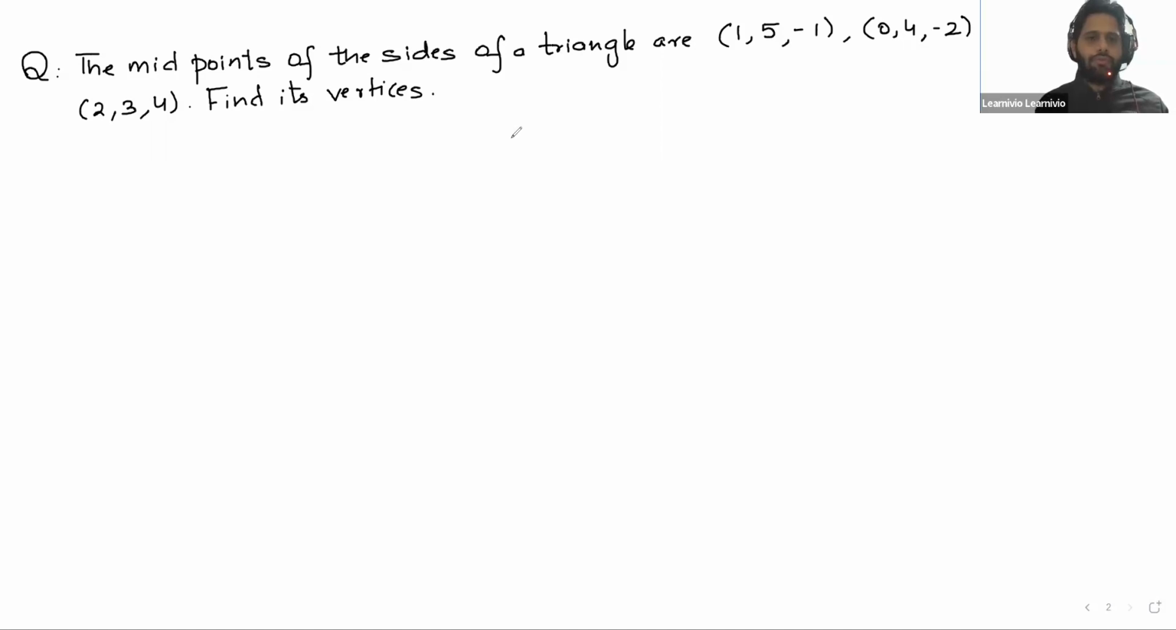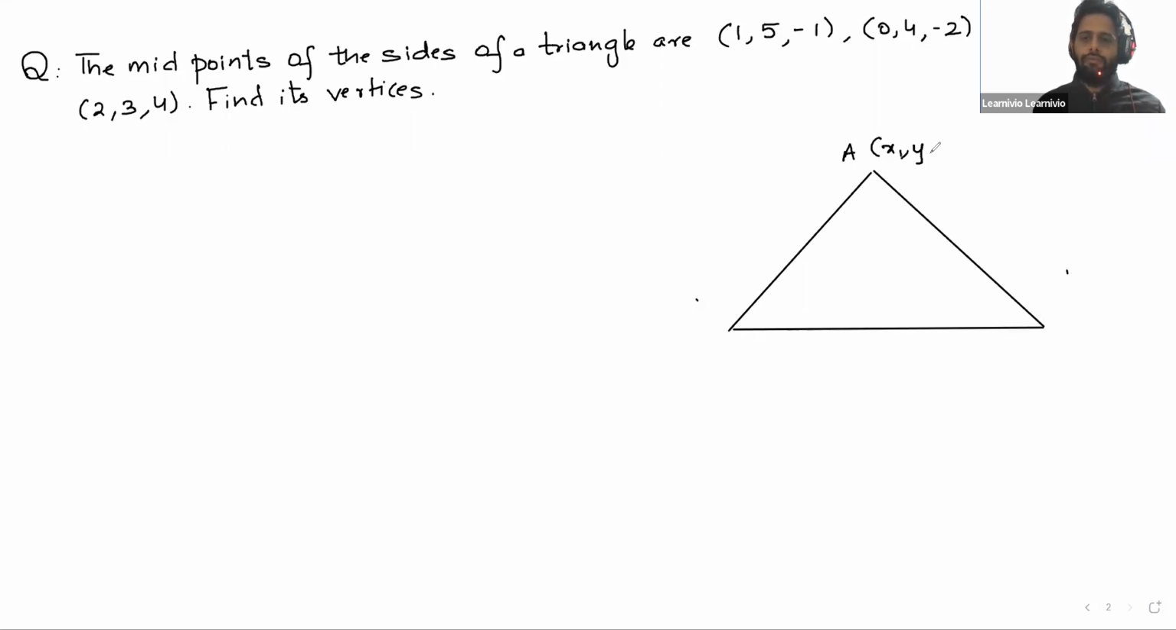So, in this question, what is given? The midpoint of the sides of the triangle. Okay, good. So we have this triangle, and suppose these are its vertices: x1, y1, x2, y2, and x3, y3. These are the three vertices.